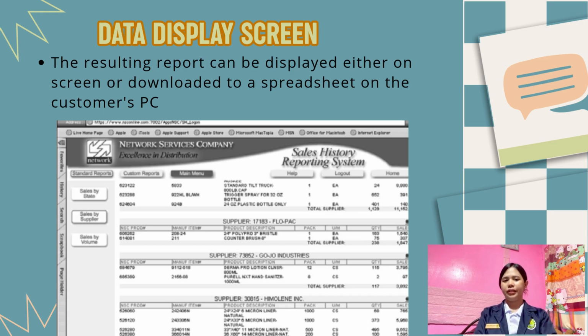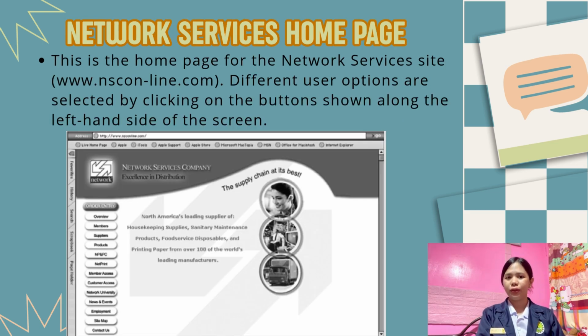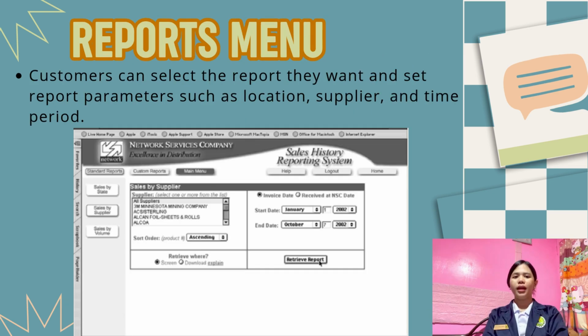Data display screen. The resulting report can be displayed either on screen or downloaded to a spreadsheet on the customer's PC. Network Services homepage. This is the homepage for the Network Services site. Different user options are selected by clicking on the buttons shown along the left-hand side of the screen. Reports menu. Customers can select the report they want and set report parameters such as locations, suppliers, and time period.